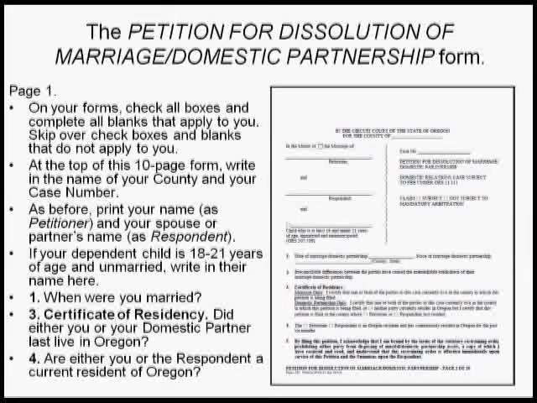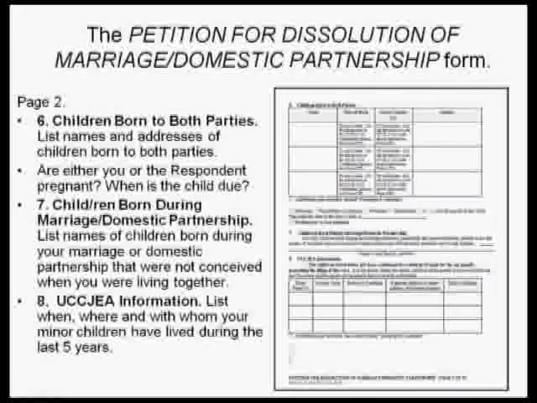1. When were you married? 3. Certificate of residency. Did either you or your domestic partner last live in Oregon? 4. Are either you or the respondent a current resident of Oregon? Page 2.